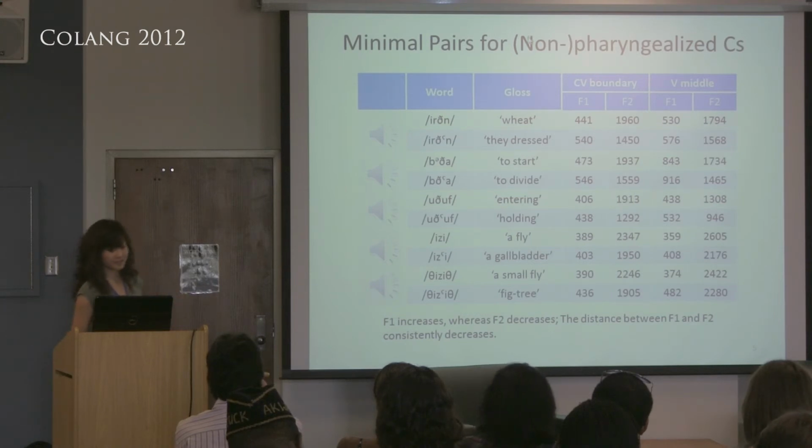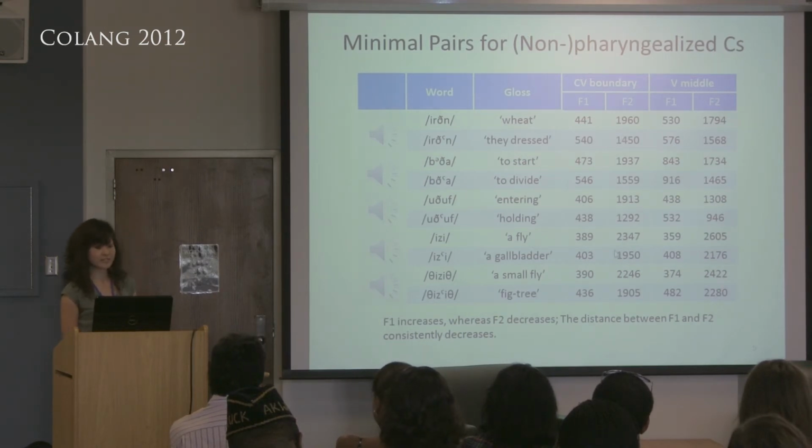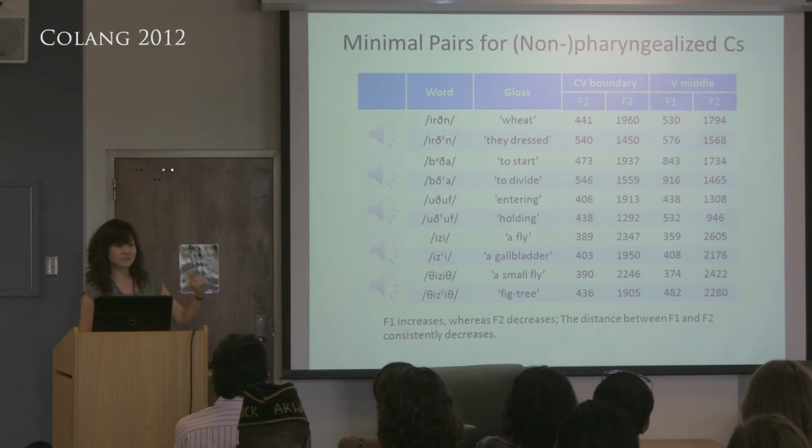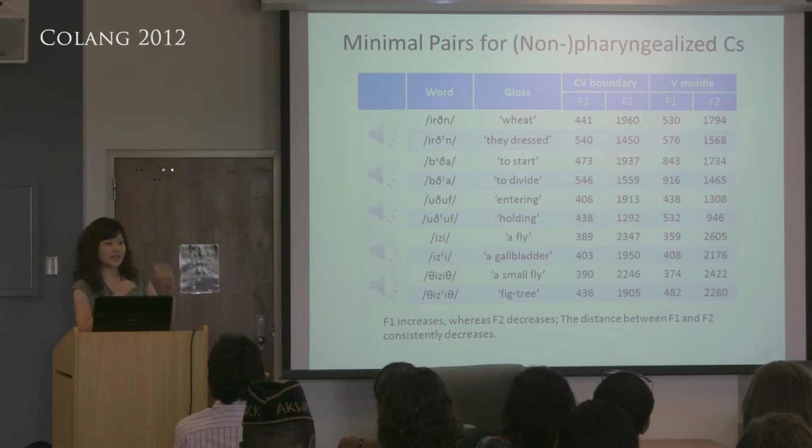And if you do the phonetic analysis, you can see the difference here quite clearly. At the CV boundary, the value of F1 goes up all the time. You can slowly compare it. And the value of F2 goes down. And I know those might just look like numbers, but F1 is inversely related to vowel height, and F2 is related to vowel backness.